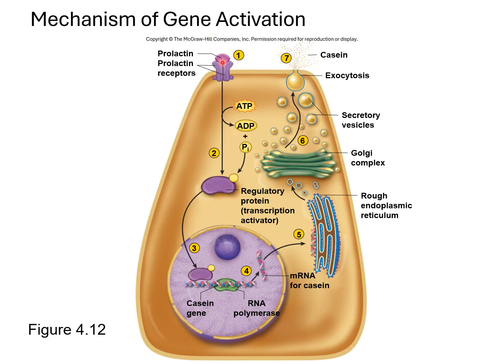So prolactin binds to it. It uses energy. The regulatory protein moves into the nucleus because it's small. It goes through the nuclear pore. It binds to the part of the gene that codes for the casein. RNA polymerase starts transcribing the gene. Then you have the messenger RNA. The messenger RNA specifies the amino acid sequence, and then it gets packaged into eventually casein.